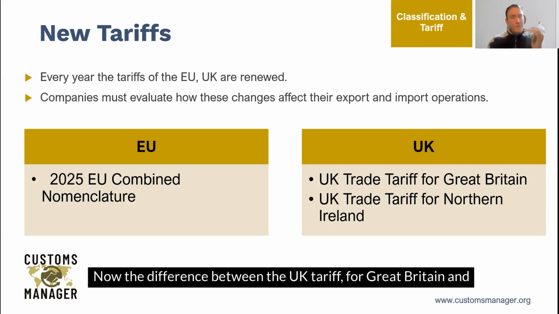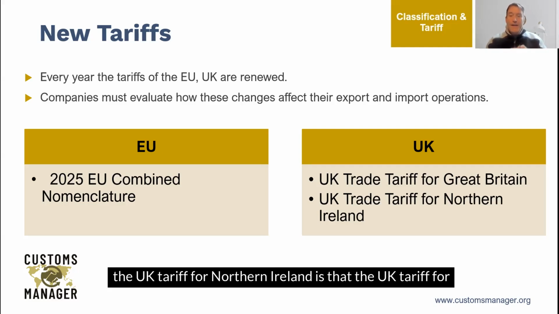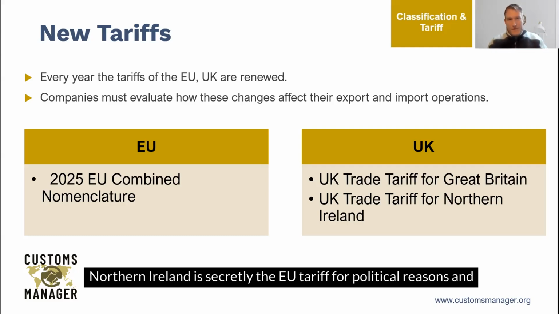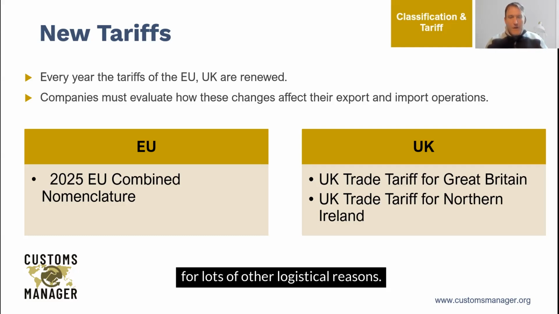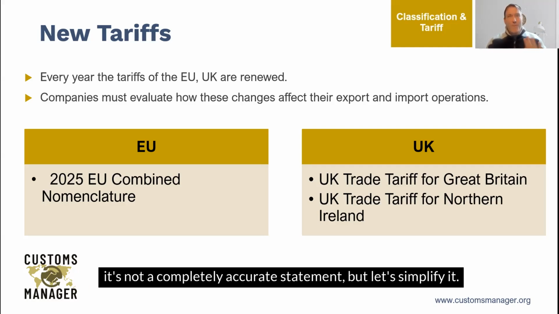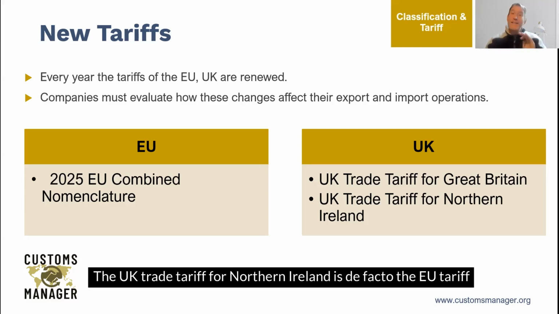Now, the difference between the UK tariff for Great Britain and the UK tariff for Northern Ireland is that the UK tariff for Northern Ireland is secretly the EU tariff for political reasons and for lots of other logistical reasons. So when you see UK trade tariff, and that's not a completely accurate statement, but let's simplify it. The UK trade tariff for Northern Ireland is de facto the EU tariff with some UK additions, let's put it that way.